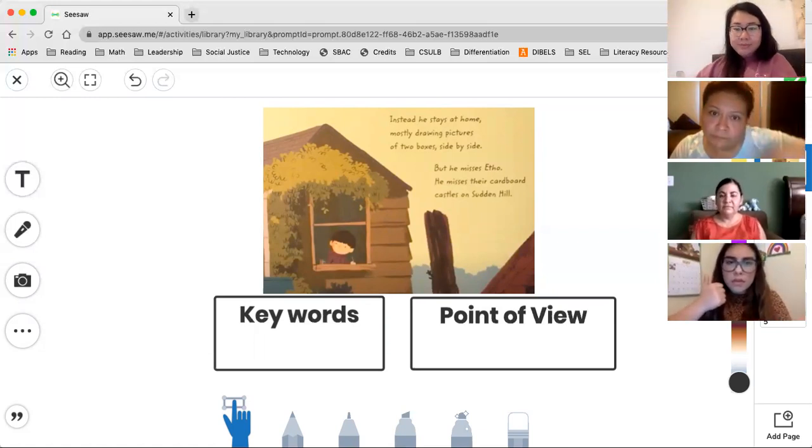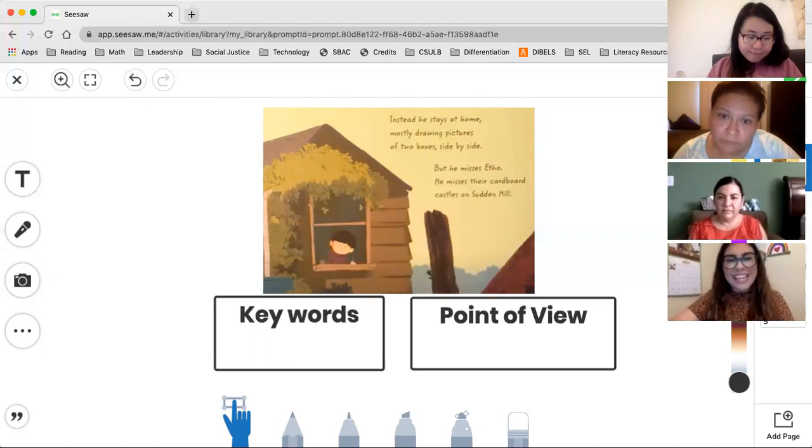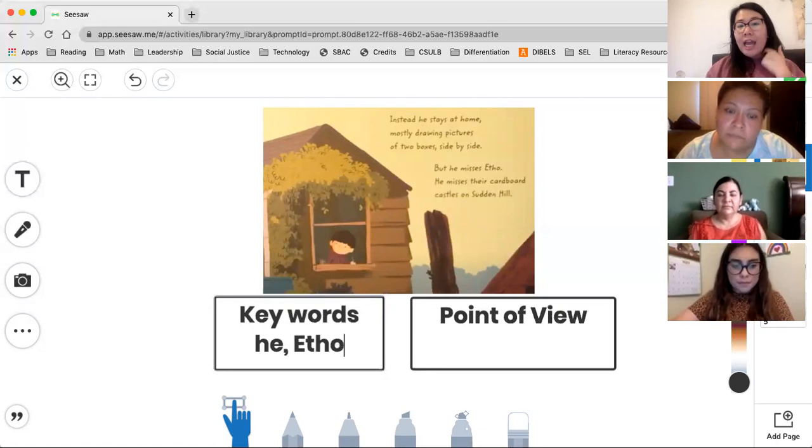Ms. Akimowicz? I noticed a lot of he, and so name Etho. Awesome. I do see he and Etho, and now we're going to ask ourselves, who's using those keywords?